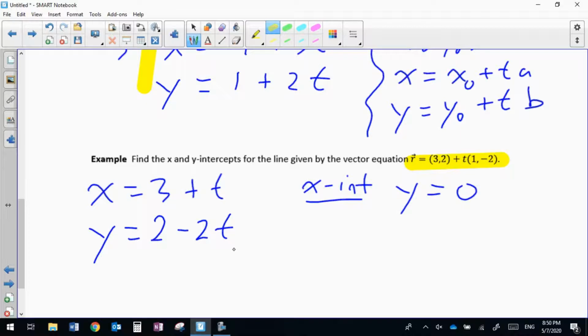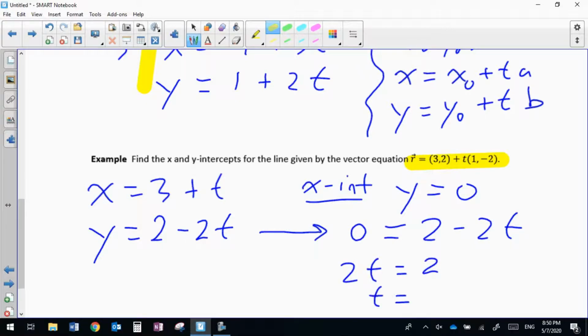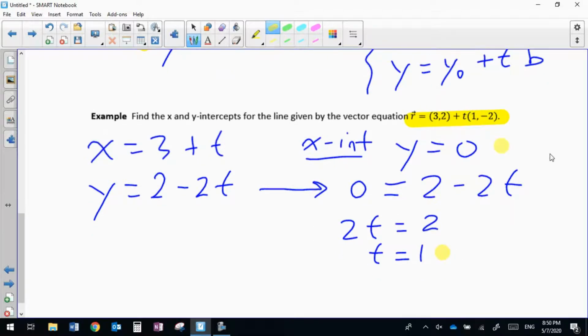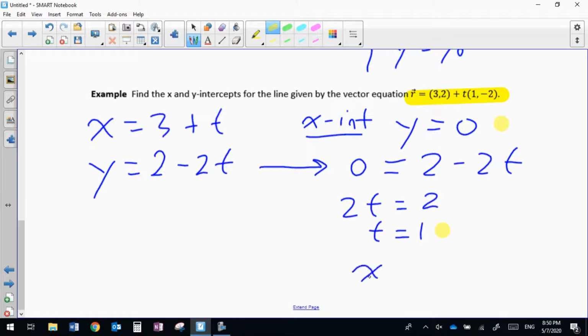So sub y equals 0 into the parametric equation, and you get 0 equals 2 minus 2t, or 2t equals 2, t equals 1. So basically what this says is, look, t equals 1 is the parameter that makes y equal to 0. Well, what does it make x equal to? 3 plus 1, which is 4. So there is the x-intercept at 4, 0.